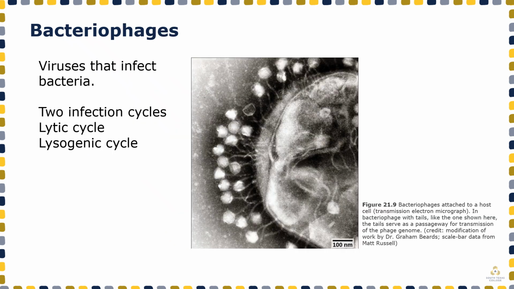Now for bacteriophage, which are viruses that infect bacteria, you see in the image the larger structure is the bacterial cell, and all these smaller viruses are attacking it. There are two different types of infectious cycles. There's the lytic cycle, which, as the name implies, results in lysis of the host cell at the end of the cycle. And then there's the lysogenic cycle, which has a very unique feature to it.